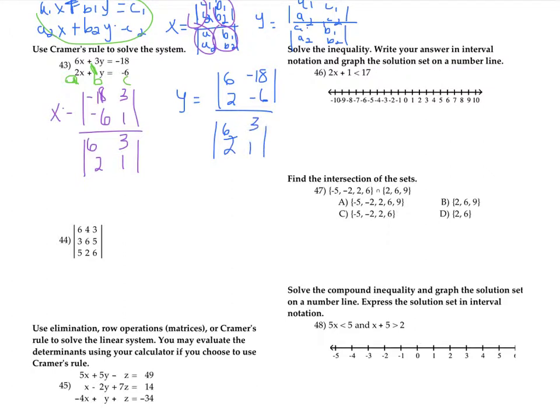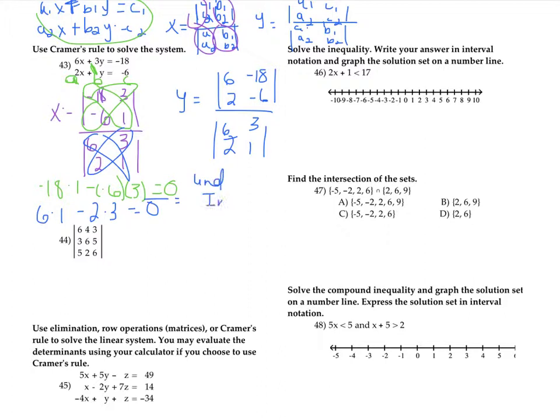Now to solve this, we have to do determinants like what we did on the last problem. So we do negative 18 times 1 minus negative 6 times 3. Well, that actually gives us negative 18 plus 18, which is 0. Then the bottom, we have 6 times 1 minus 2 times 3, which that's 6 minus 6, which also gives us 0. So that gives us 0 over 0, which is undefined. Makes this infinitely many solutions.